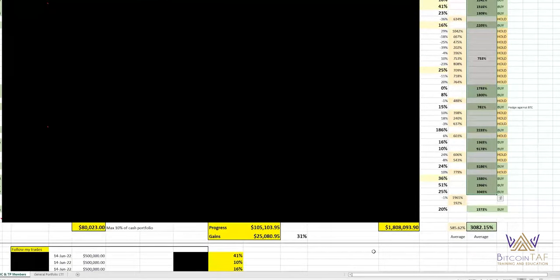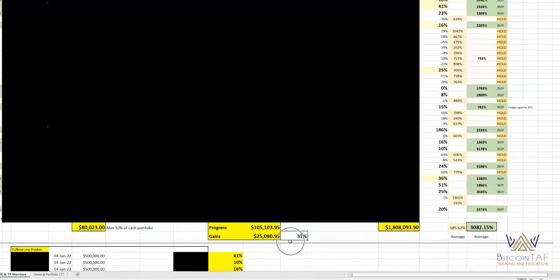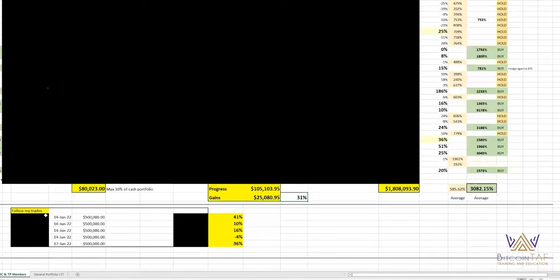Guys, while the entire market dropped, look at this. We are up 31%. Awesome. That's while the market is dropping. And then here, we took some big trades. Bitcoin Trend Forecast took 500,000 trades here, 2.5 million in trades. We're already up 41%. How would you like it if you took a $500,000 trade and you're up 41%, 10%, 16%, minus 4%? It does happen.